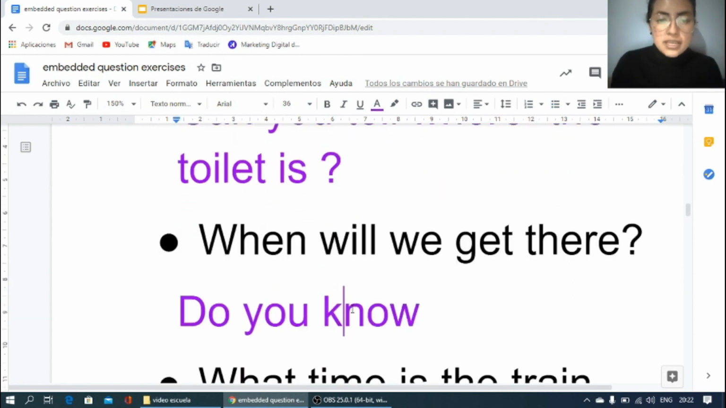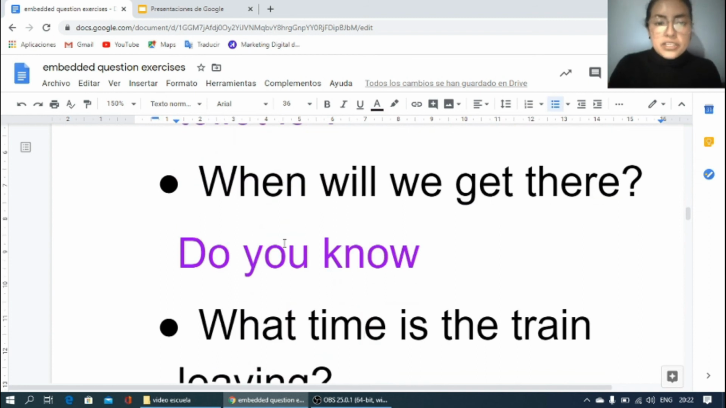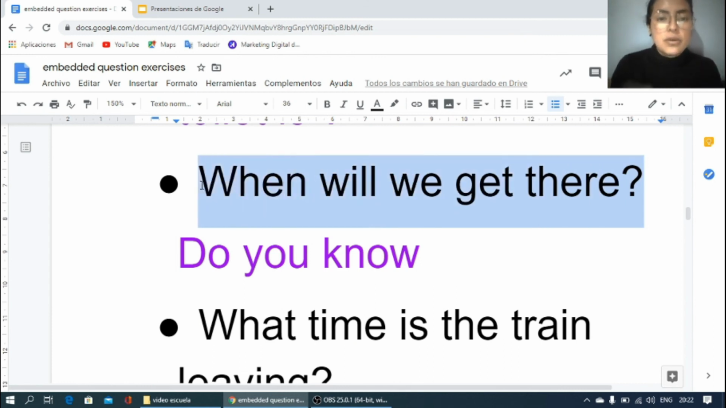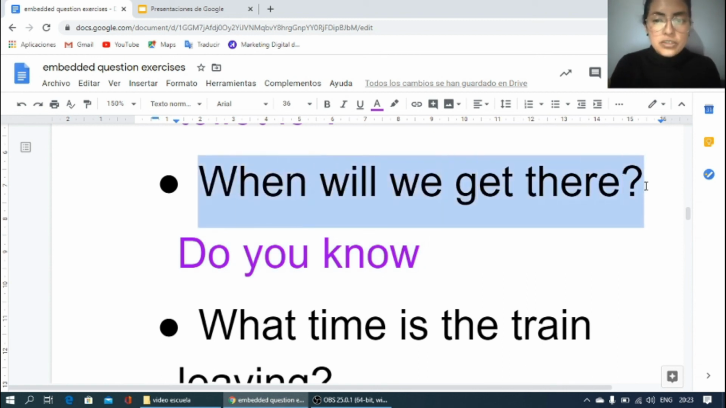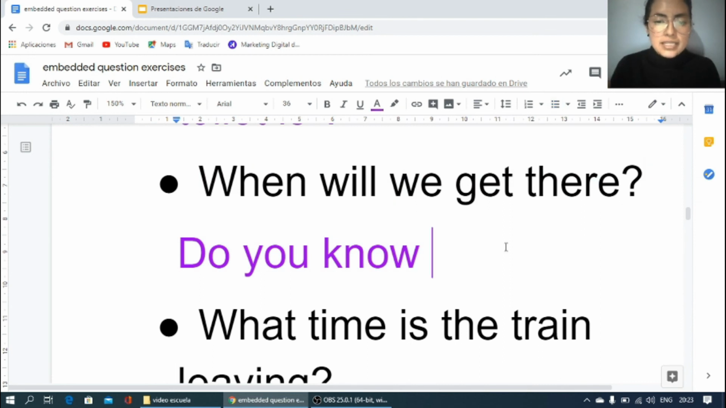Let's practice with the second. The question: when will we get there? This question is in the future. Why? Because this question has will. Will is the auxiliary for the future simple, okay? And in this case, do you know is the introduction. In this case, an introduction question. Do you know? And you have to write the same question, but like a sentence.